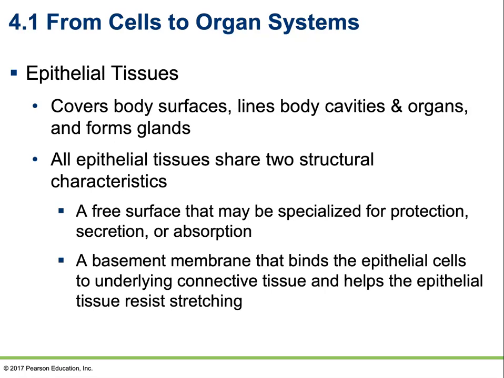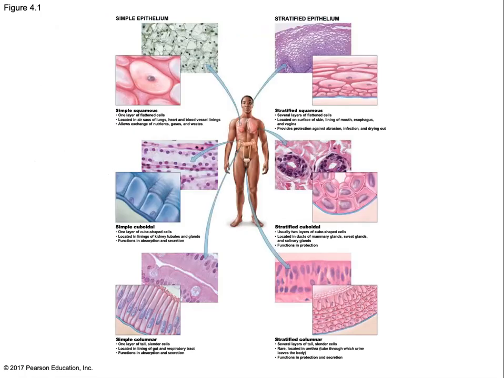All epithelial cells also share a basement surface. So we have a free surface that can be specialized and a basement surface that's going to be used to bind the epithelial cells to the underlying connective tissues. This is going to help resist stretching and help keep the body or those organs intact. So here is a great diagram. This is going to show different types of epithelial tissues, where they might be found, what their purpose might be. They're ultimately going to be named for the shape of the cell and the number of the cell layers. So spend a little bit of time looking through this figure 4.1.